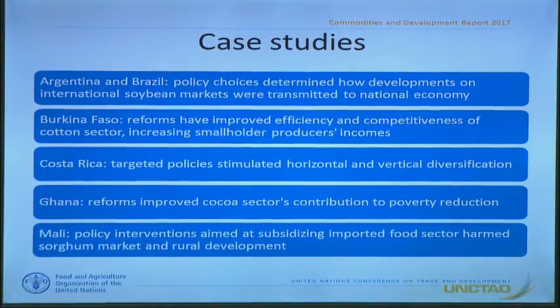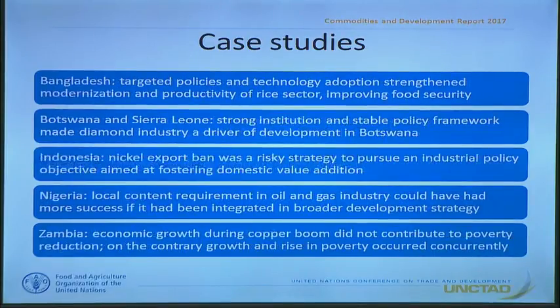We looked at Mali and the policy intervention aimed at subsidizing imported food, which is often expensive, and helping the producers in the sorghum market and rural development. In Bangladesh, we looked at targeted policy and technology to strengthen modernization and productivity of the rice sector, which is improving food security. In Botswana and Sierra Leone, we looked at the institutions and policy framework around the diamond industry and diversification around it. Then we looked at Indonesia and the nickel export ban, which turned out to be a risky strategy to pursue an industrial policy.